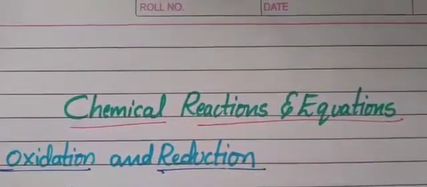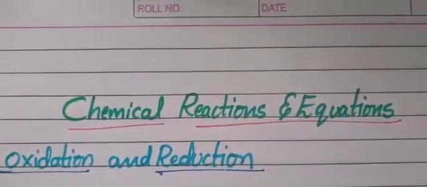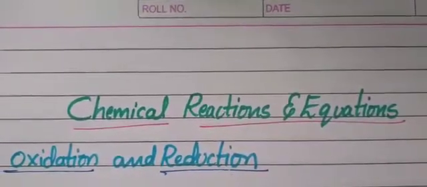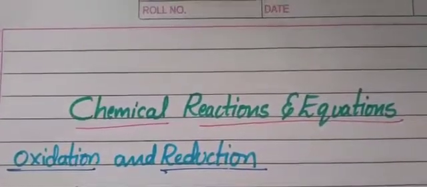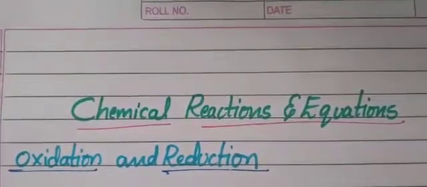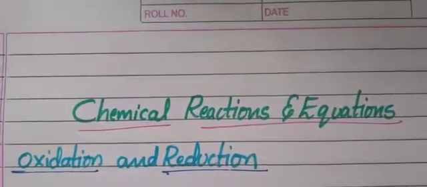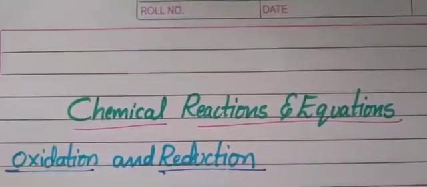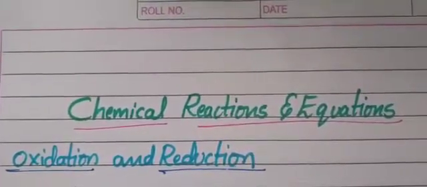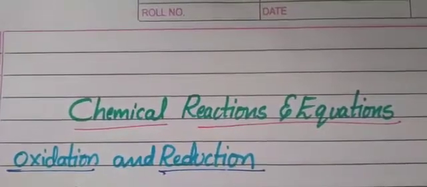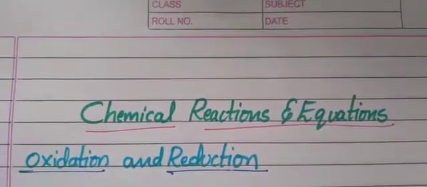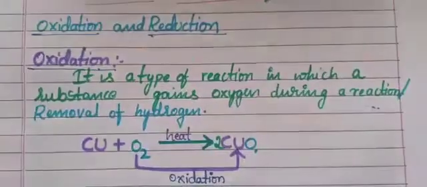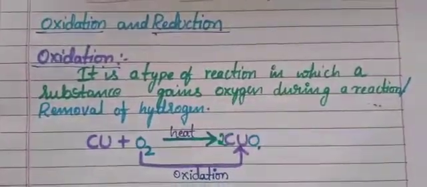You know that we are learning the chapter Chemical Reactions and Equations. In the previous class, we have already learned about four different types of chemical reactions, right? And today in this class, we are going to study another kind of reactions, that is oxidation and reduction reactions. And also, we are studying the effects of oxidation reaction. First, we'll learn about oxidation reaction.